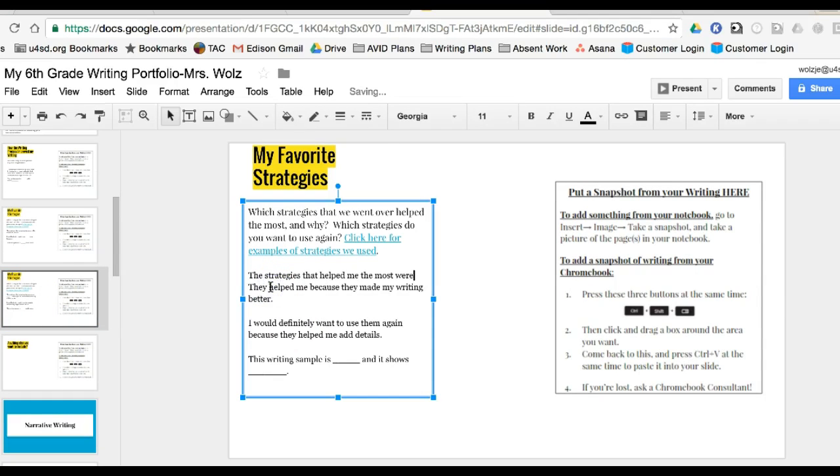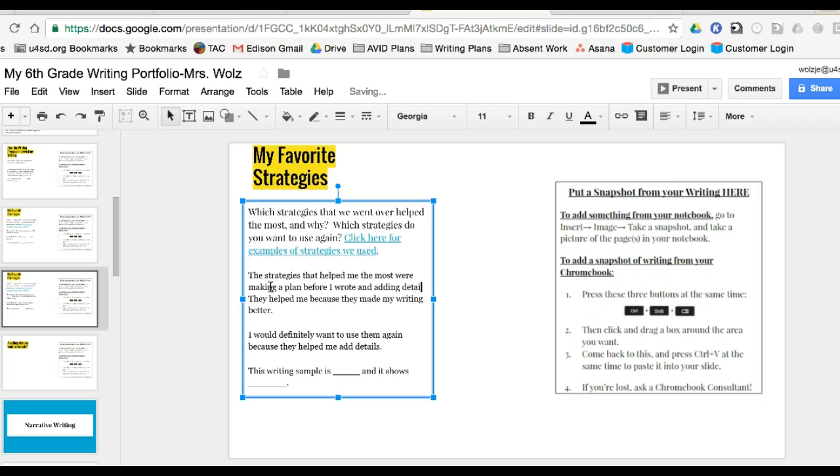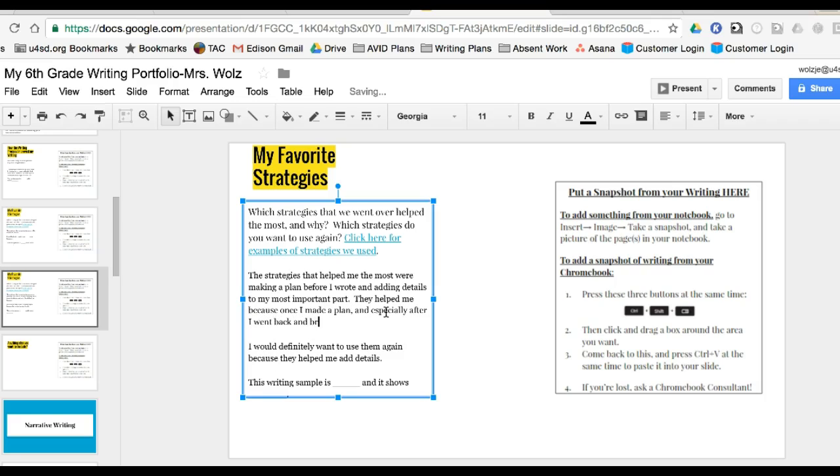So the strategies that helped me the most were making a plan before I wrote and adding details to my most important part. They help me not just make my writing better, because that's vague. So I'm going to say they help me because once I made a plan, and especially after I went back and bracketed my most important part, I realized what I really wanted to write about.